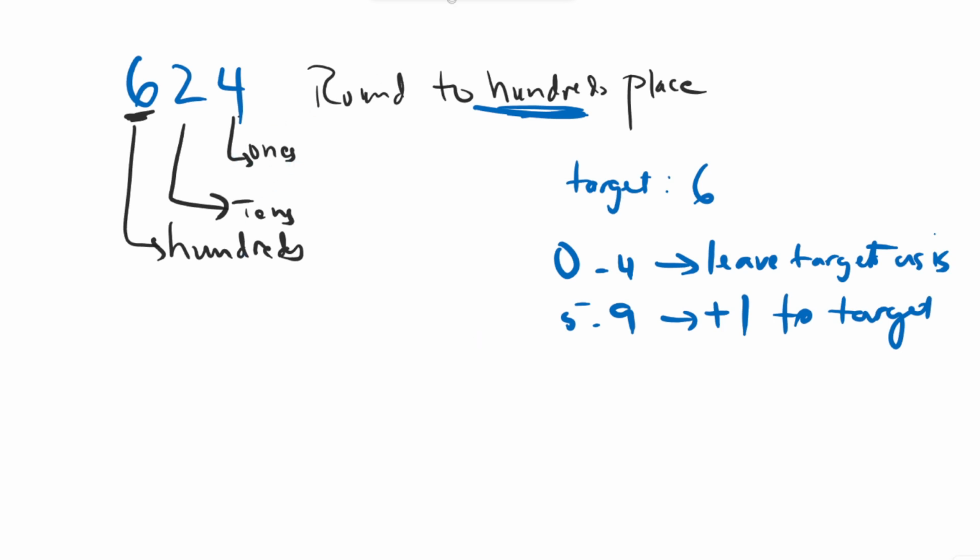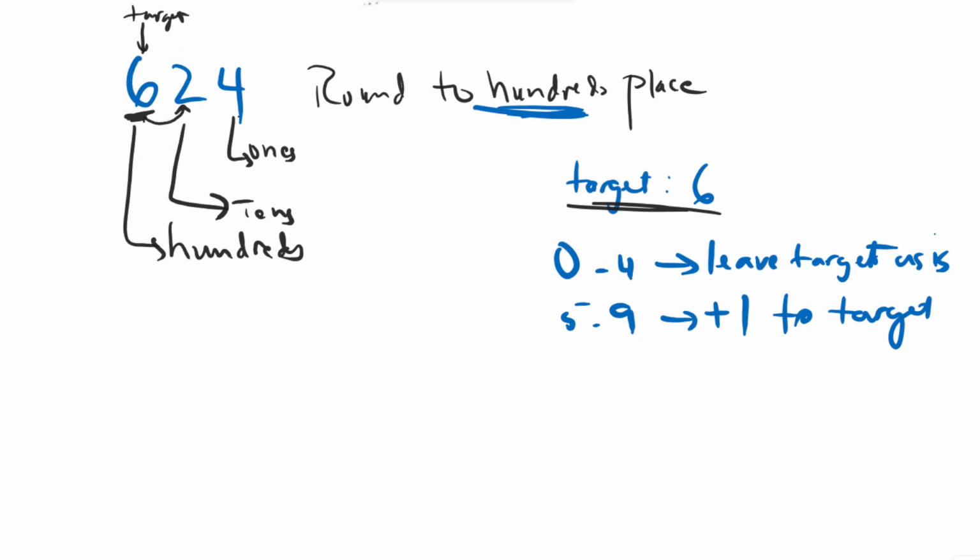Let's go over here to see what's going on. Let's do this one now. This is 6 here, and this is our target. The number that comes after target is a 2. Is this digit 2 between 0 and 4? Yes, it is. What do you do? You leave target as is. So you're going to leave this one here. When I say target, that's the number we need to round.